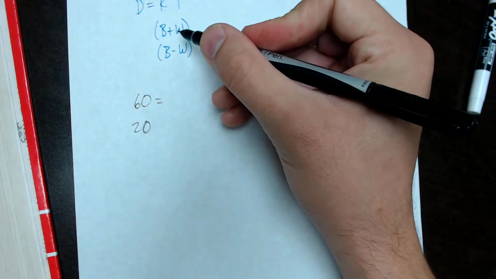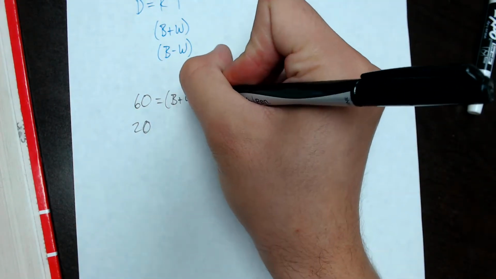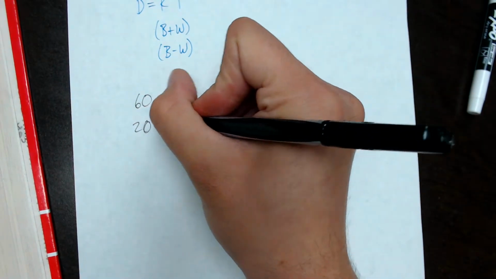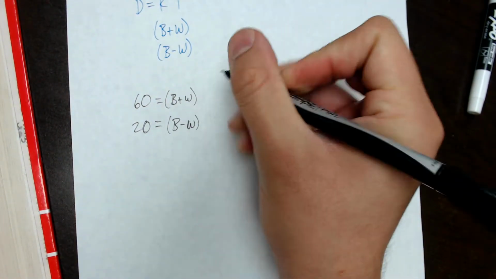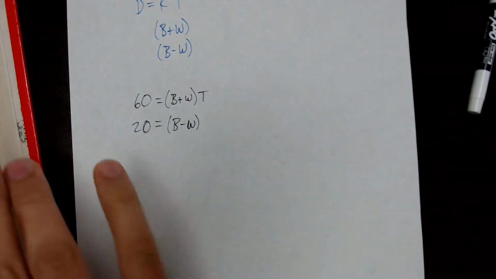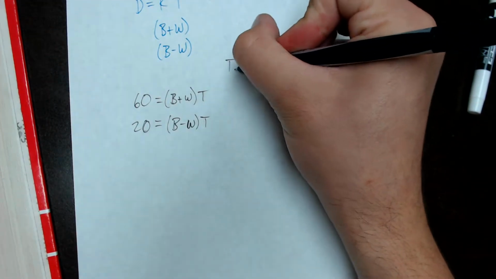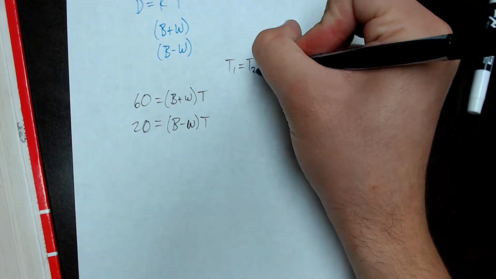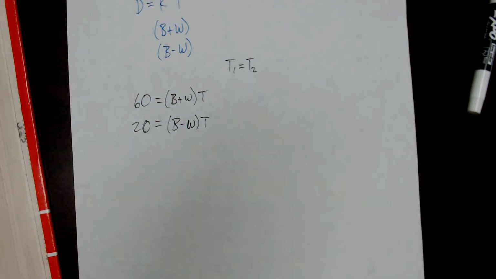Now when it comes to my rate for downstream, I'm going to have boat plus water. For rate upstream, I'm going to have boat minus water. And they said it took the same amount of time, so the times are going to be equal. So T1 is equal to T2, or when your times are equal, you don't need to subscript your times because they're both the same.